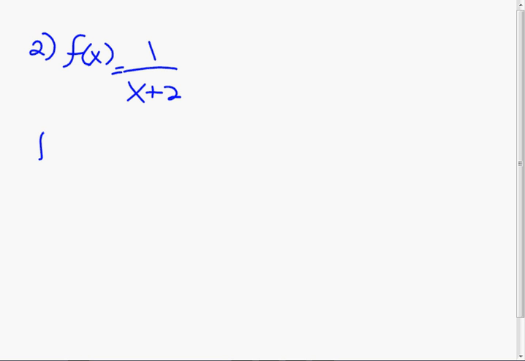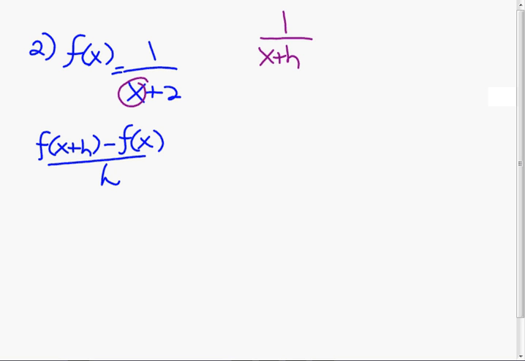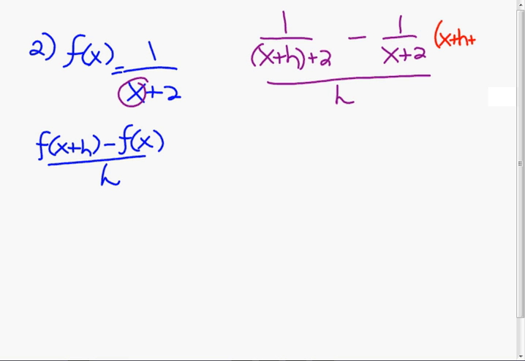And I want f of x plus h, minus f of x, over h. So for f of x plus h, I'm going to put in x plus h for that. So it's going to be 1 over x plus h plus 2, minus 1 over x plus 2, all over h. And I don't like complex fractions. Do you guys like them? No, it's too hard. Multiply by the common denominator. When in doubt, multiply them out. Multiply them together.